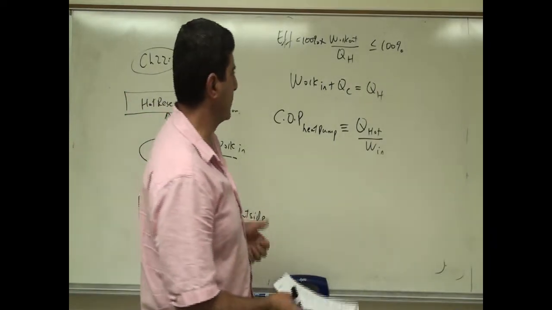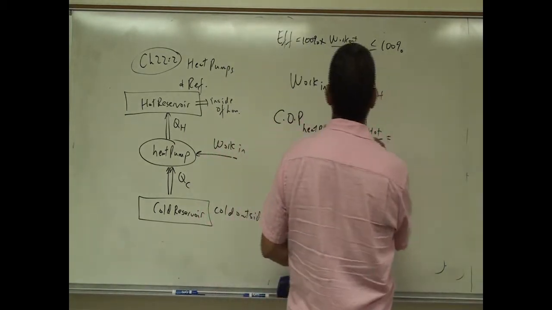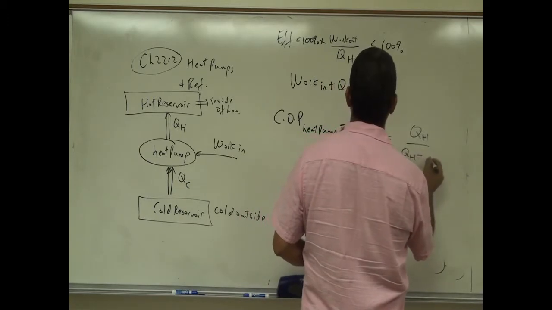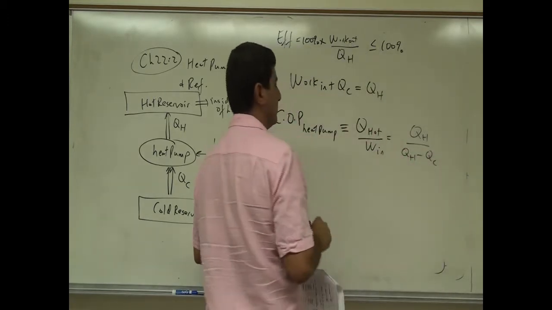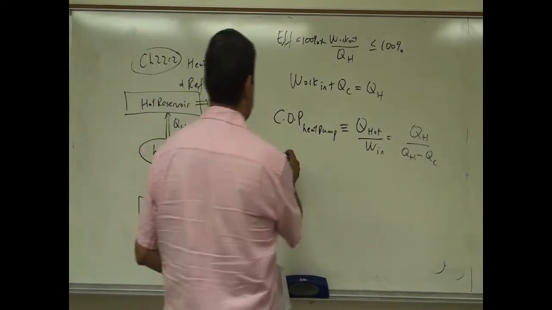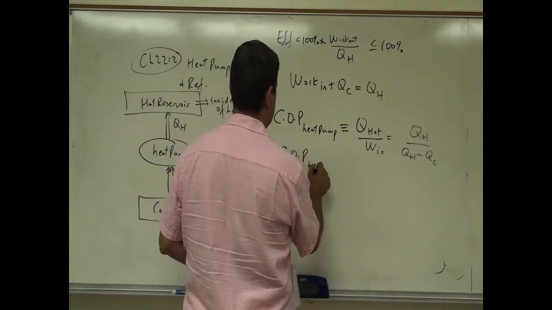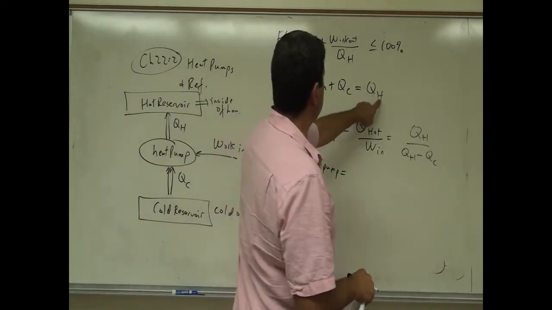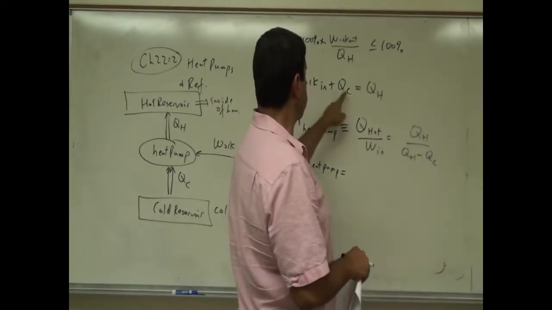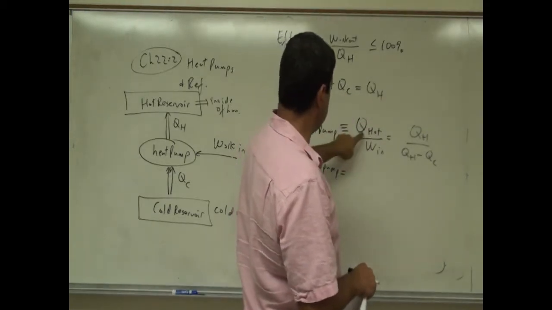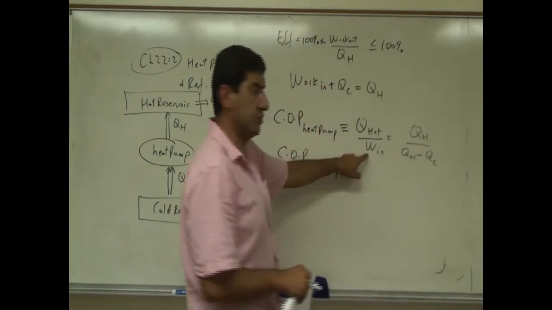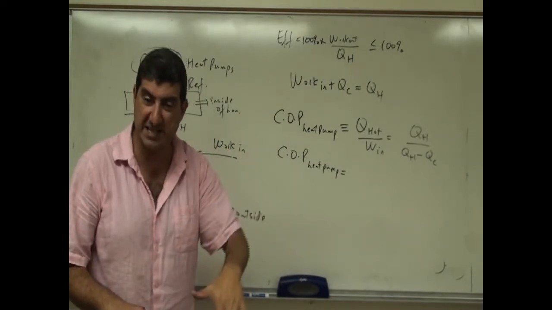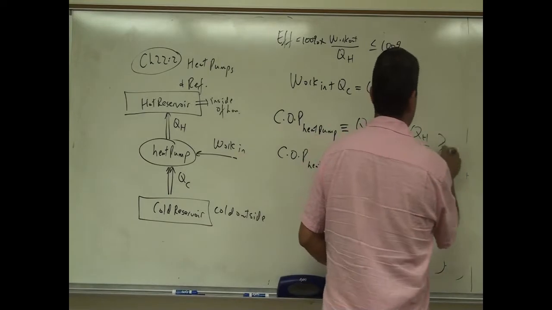Okay, so what's going to happen? Well, work in is equal to Q hot minus Q cold, right, from this equation. Okay, so then what's going to happen? Coefficient of power, heat pump. One of the things we can see is that the Q hot is always larger than work in, right? Because it's the sum of Q cold and work in. So if this number is larger than this, that means coefficient of power is always larger than 1, instead of being always less than 1, you see? So it's always larger or equal to 1.